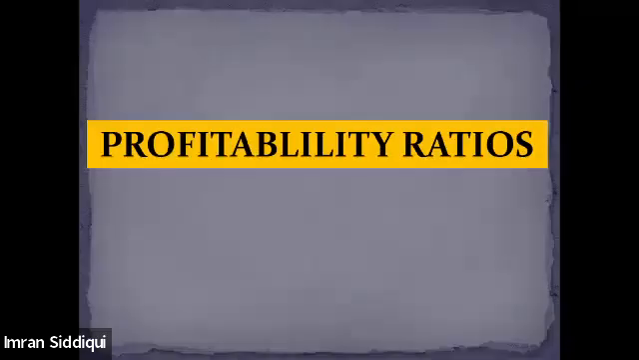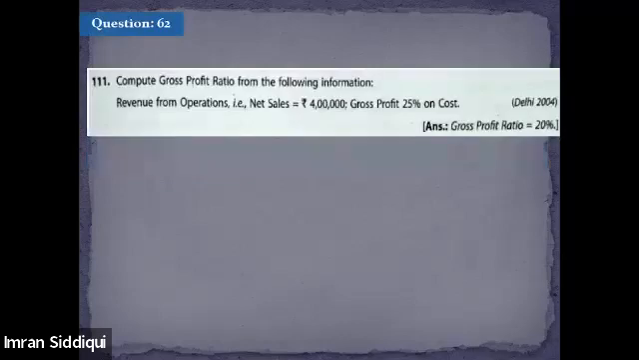So let's start with the questions. We'll start with an easy question first. The question is asking us to find out the gross profit ratio from the following information. Revenue from operations is given, that is net sales, and gross profit is 25% on cost. You need to determine the gross profit ratio. Please try. I already gave you the formula for finding out the gross profit ratio. Do it quickly.